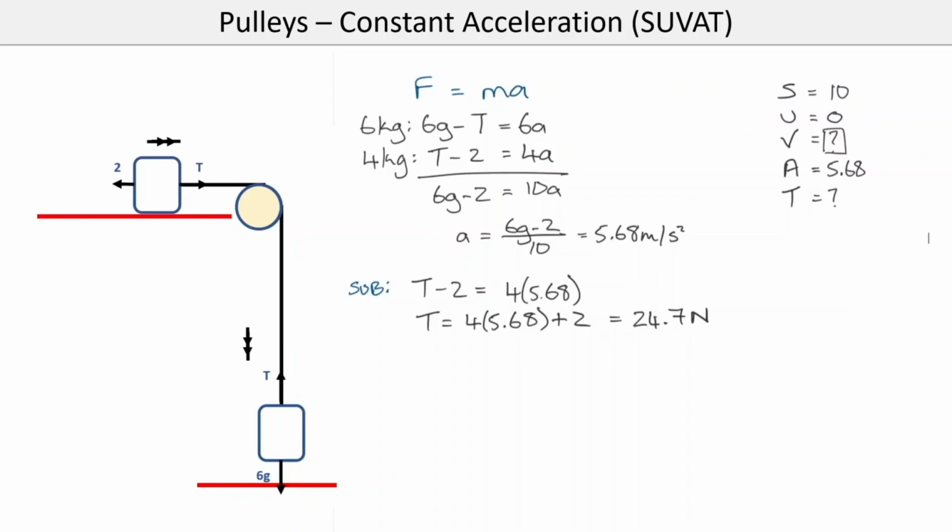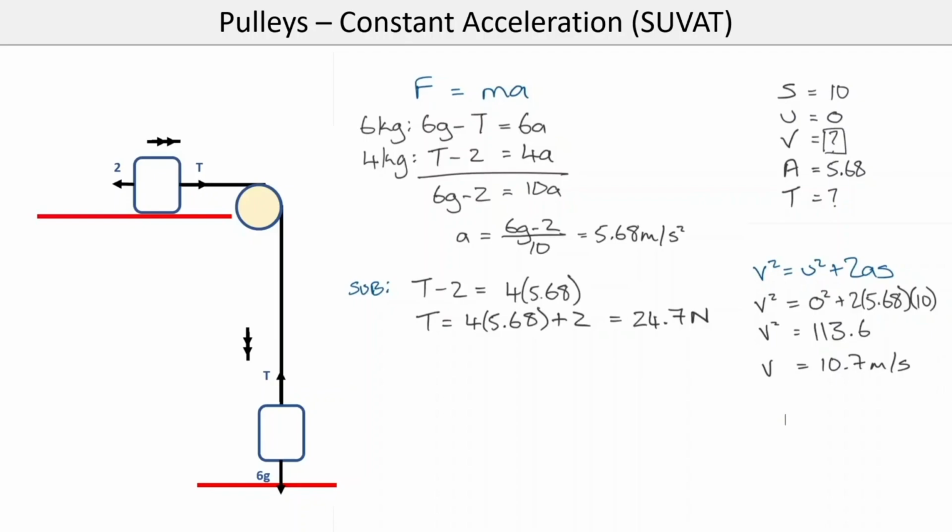The acceleration we found to be 5.68. If we go for v squared equals u squared plus 2as and substitute our values in, we get that v squared is going to equal 113.6. If that's v squared, we're square rooting to get a velocity of 10.7. 10.7 meters per second is the velocity that this particle will hit the ground.